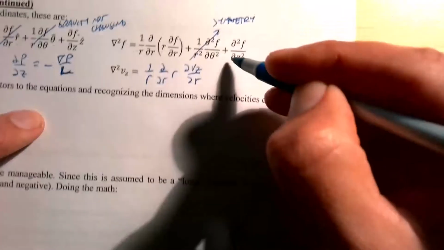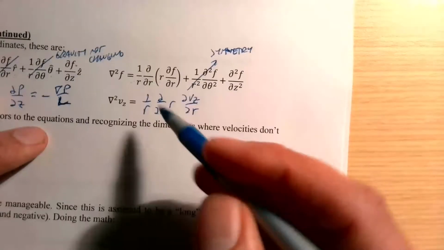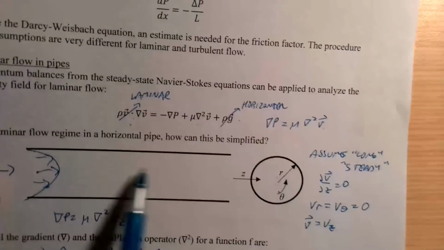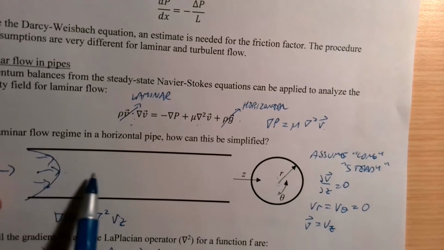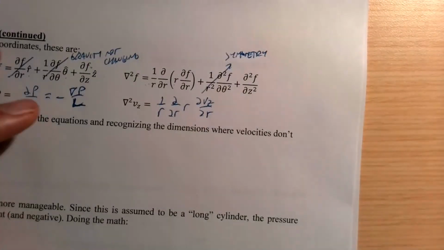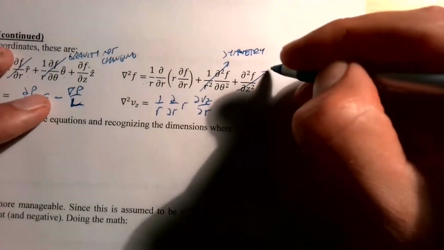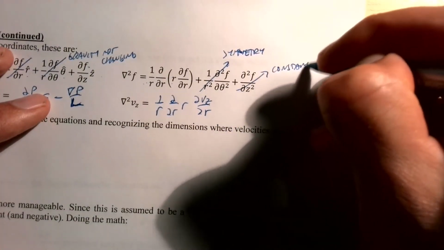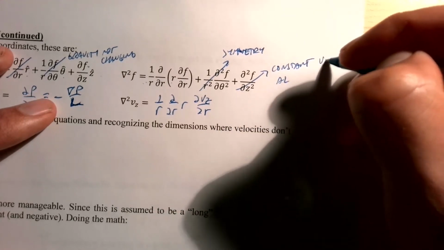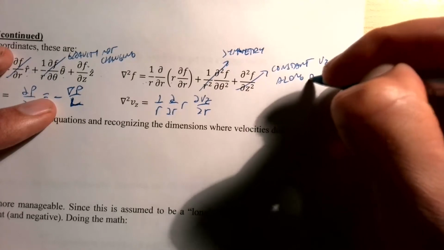And then we said that it's not changing as we go down the length of the pipe. So if I go in this direction, the velocity is the same at the middle all the way down the length of the pipe, and all the way down the length of the pipe it's going to be 0 along the wall. So it's not changing that way. So constant v_z along the pipe.